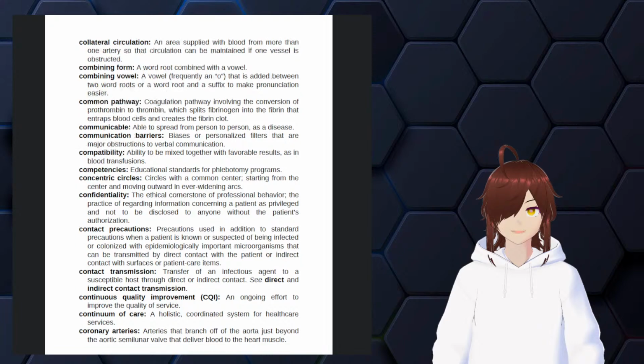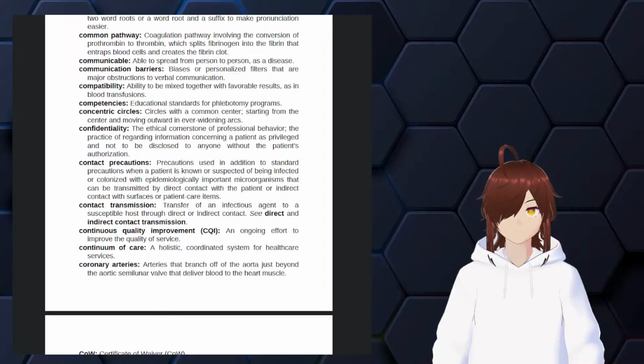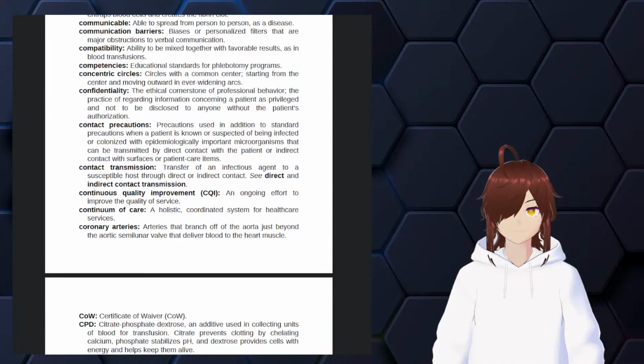Epidemiologically important microorganisms can be transmitted by direct contact with the patient or indirect contact with surfaces or patient care items. Contact transmission: transfer of an infectious agent to a susceptible host through direct or indirect contact. Direct and indirect contact transmission.